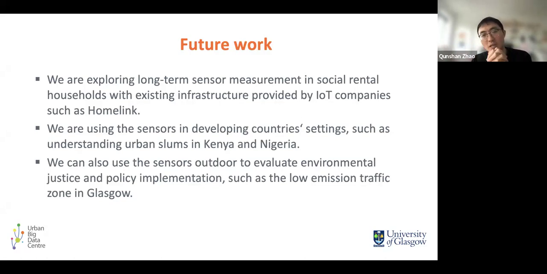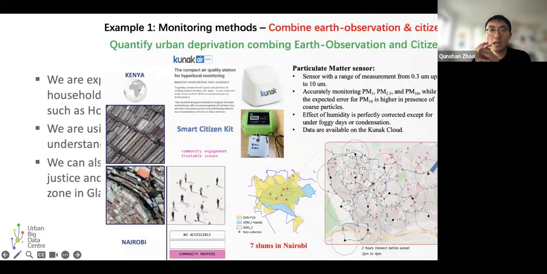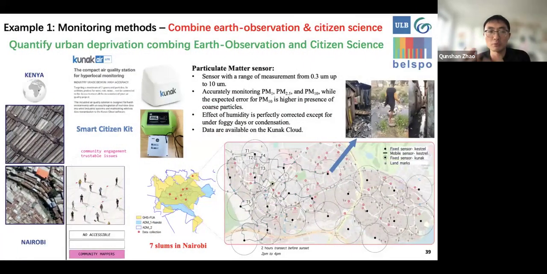The other thing is that the sensor can be used outdoors as well. It can be used not only in the UK, but also in developing countries, such as urban slums. There are a couple of new things: we have put sensors into urban slums in another project, IDEAMAPS, where we're working with colleagues in Kenya and Nigeria. We're putting the sensors into urban slums to understand their indoor and outdoor environments. So this is one example.